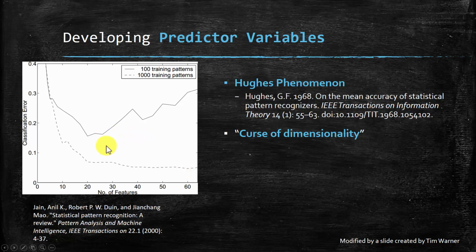That's not super interesting, but what is more interesting is this upper line. This is with a smaller set of training data, only 100 training samples. Here we can see a decrease in error, an increase in accuracy, up to a point, but then as we increase the number of features further, we actually have more error. That seems counterintuitive, because you would think that if you gave a computer more information, it would be able to do a better job.